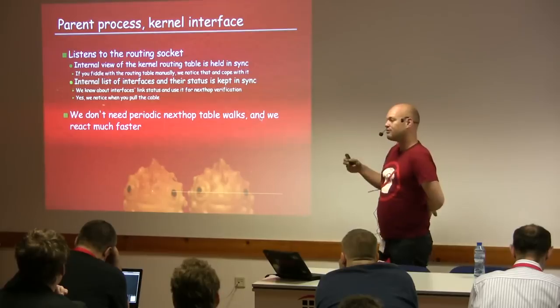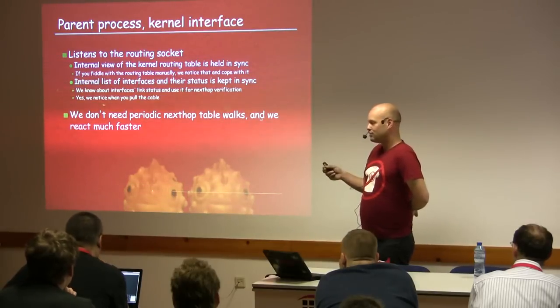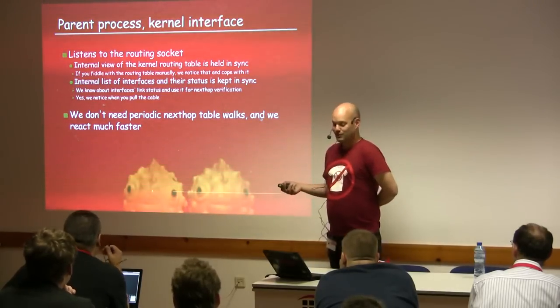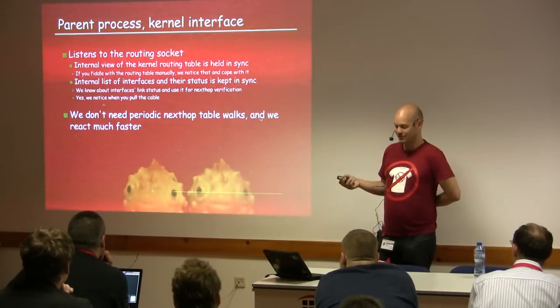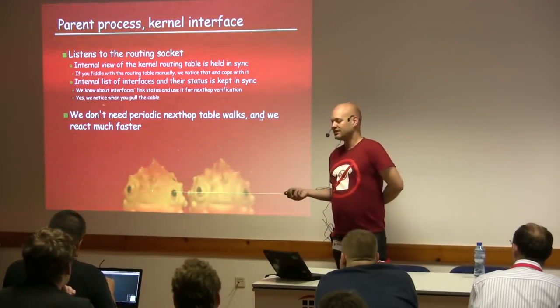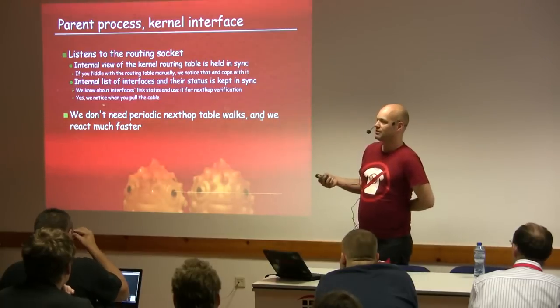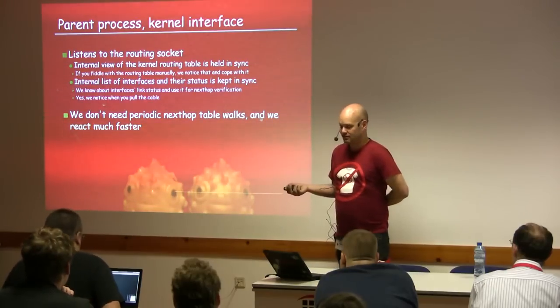And that also means that if you manually modify routes on the BGP router, BGPD will notice that and cope with it, which the other implementations don't, or many other. We also need the list of interfaces, because when an interface goes down, we want to invalidate all routes that use that interface, obviously.